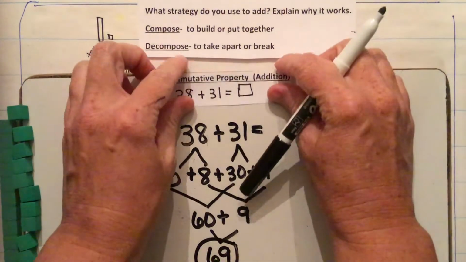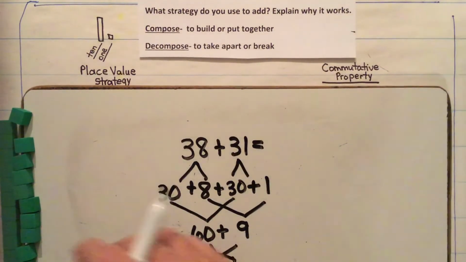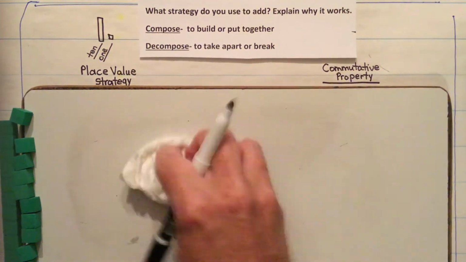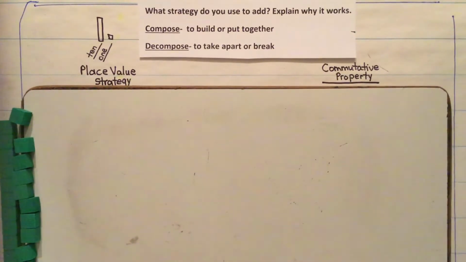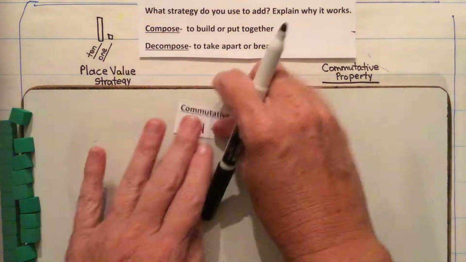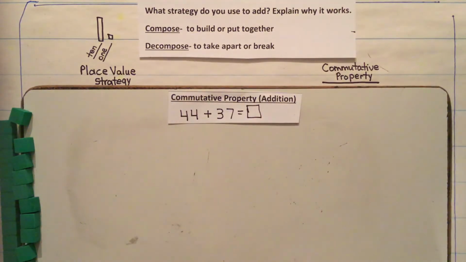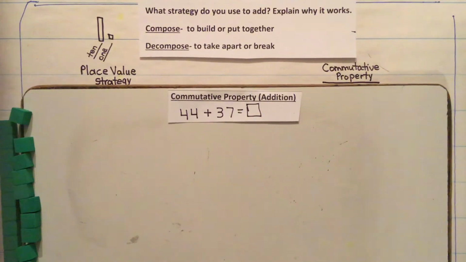I'm going to give you your own equation, and I want you to practice it using the commutative property. I want you to pause the video, and in a few moments we'll come back together and we'll work it out to see how you did. All right. You have just worked through 44 plus 37.